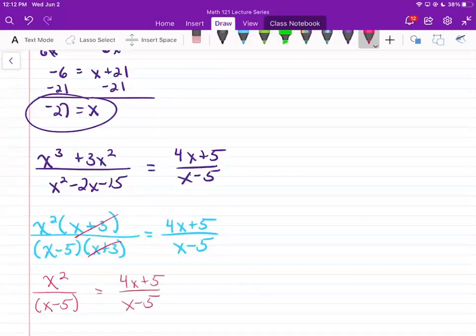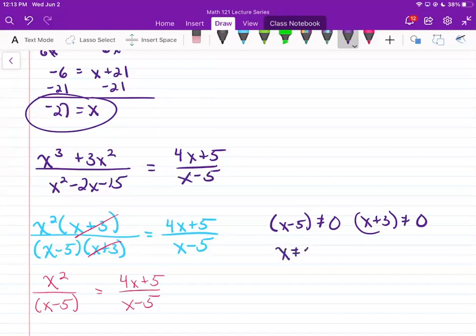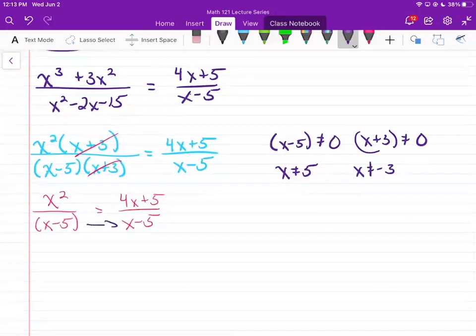over x minus 5. In this case, our denominators are already equal, but don't forget to consider restrictions. So we're going to take all parts of the denominators and make sure that they cannot equal 0. Here, this tells us that x cannot be 5 and x cannot be negative 3. Now, because the denominators are equal, we can set the numerators equal, and this leaves us with a quadratic.